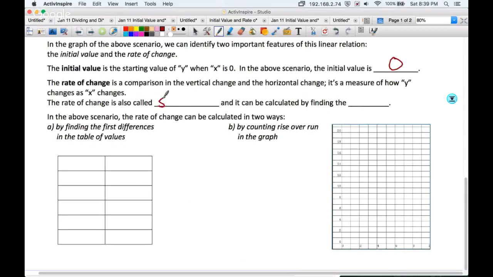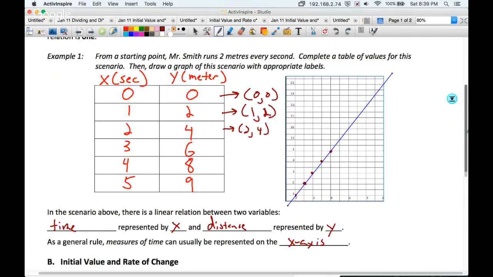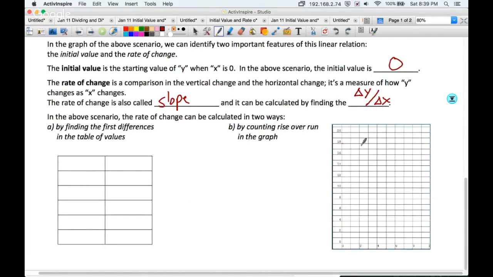Rate of change is also called the slope. It can be calculated by finding the change in y over the change in x, is how we've been saying it. So now we're going to actually go backwards from table and graph back to just rate of change. We could also find starting value, but we're just going to focus on rate of change, which means I need to copy down that table again.